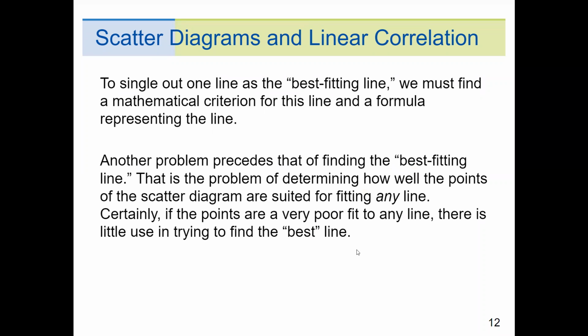To single out one line as the best fitting line, we must find a mathematical criterion for this line and a formula representing the line. Another problem precedes that of finding the best fitting line. That is the problem of determining how well the points of the scatter diagram are suited for fitting any line. Certainly, if the points are a very poor fit to any line, there is little use in trying to find the best fit line.